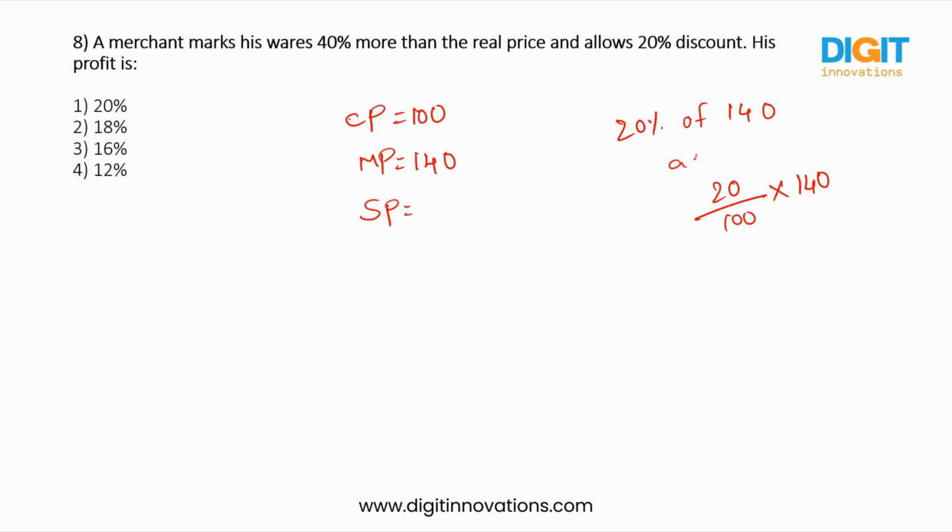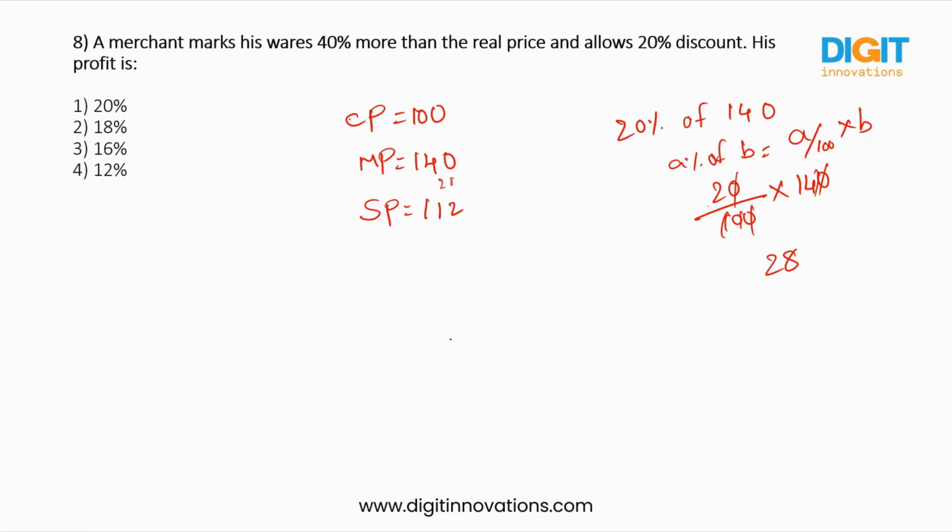This is the formula. A percent of B formula, percentage formula. A by 100 into B. So it is 28. So in 140, if you remove 28, you will get 112. The selling price is 112.